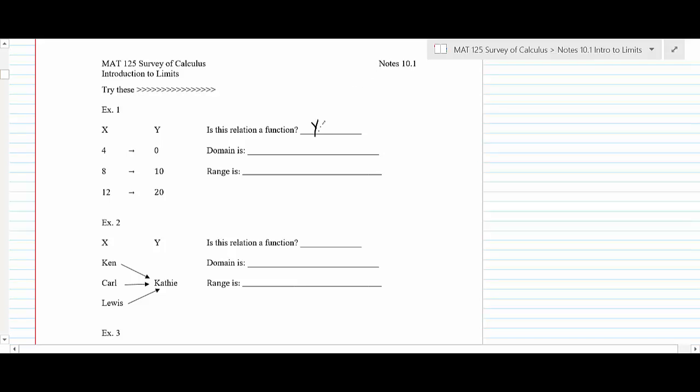What's the domain? That's whatever x is. So what you do is you write this like this. You usually write like a set brace like this. Then you just say 4, 8, 12. You just list the elements. That's the domain. What's the range? The range is the y values. So you just list out 0, 10, 20, like that, and so forth. Okay? All right, go ahead and do the next 3 problems there.